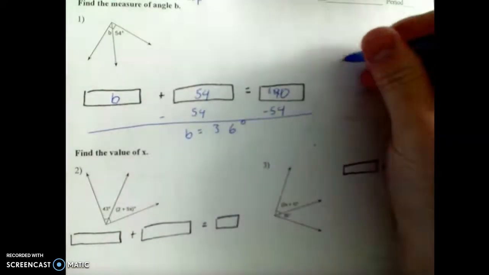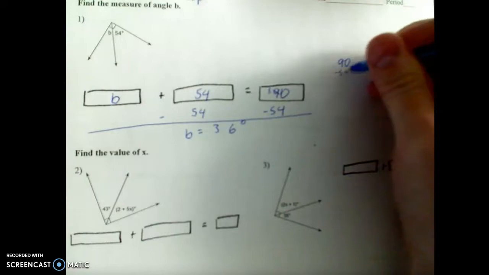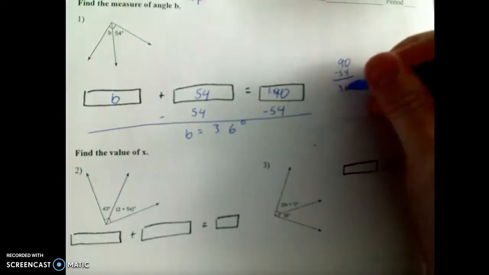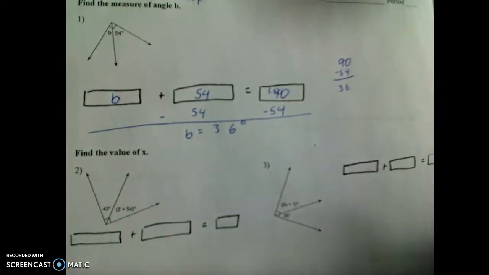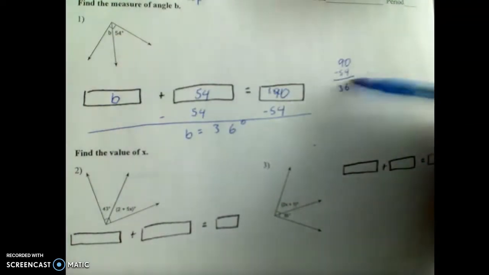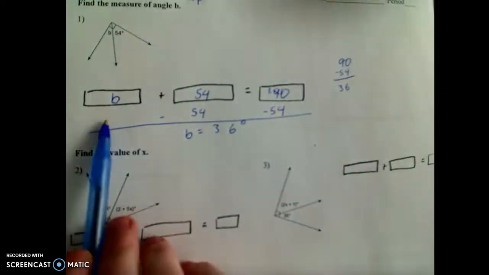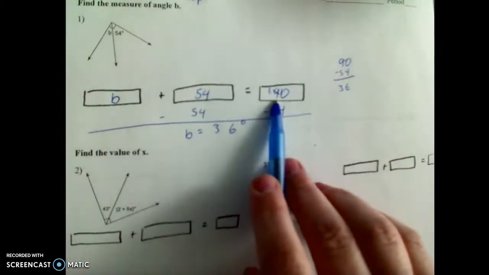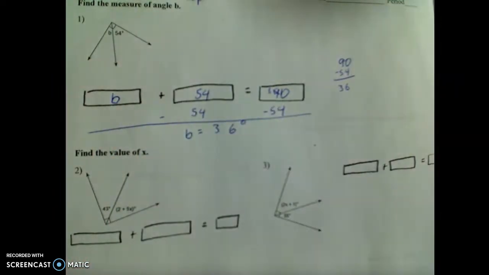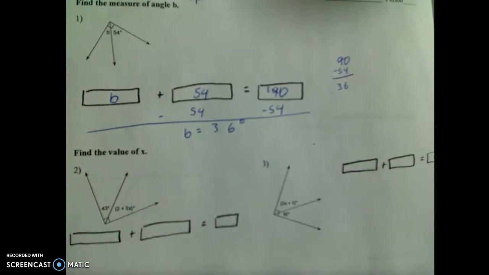This is great. And some of you might have been saying, Miss Jones, if you just take 90 minus 54, you get the same answer. This is true. And you'll notice that this way and this way got the same answer. However, as we move into the more difficult problems, today you're going to see that it is beneficial to set up an equation so that we can solve. Let's take a look at number 2, and I can show you what I mean by that.